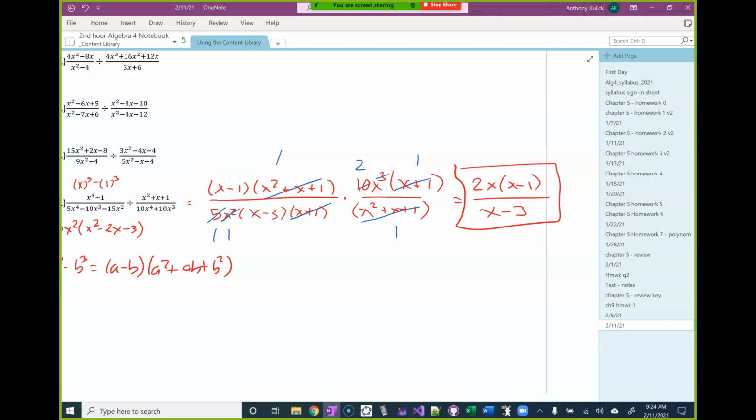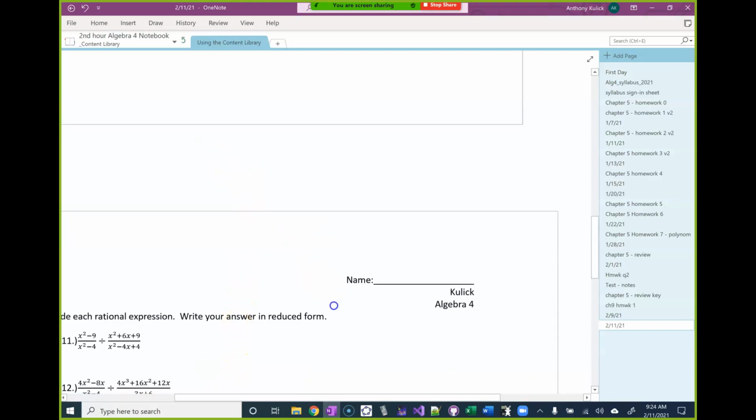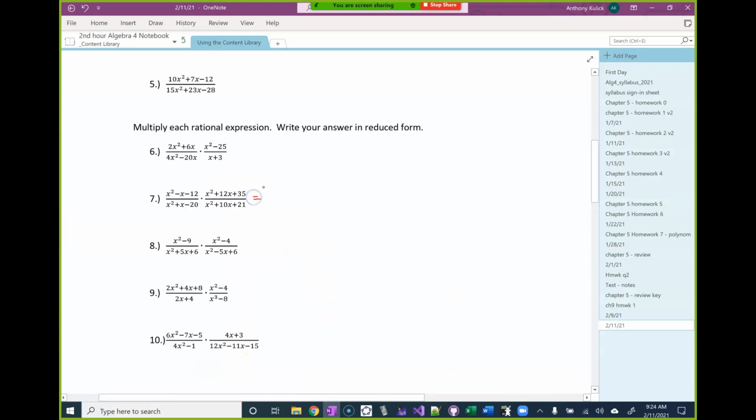Happy to do more. Reese? Number 7, you say? Yeah. Okie dokie. All right. So let's start factoring. So the first one factors to x minus 4, x plus 3, multiplies to give me negative 12 and adds to give me negative 4. Then I have x plus 5, x minus 4, multiplying to give me negative 20, adding to give me 1.